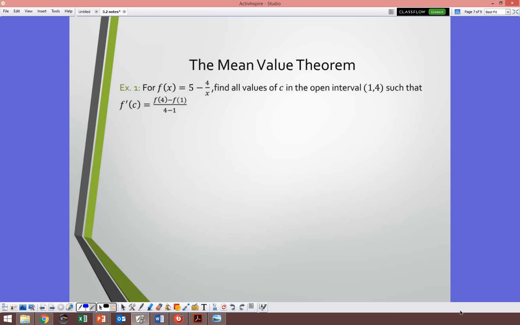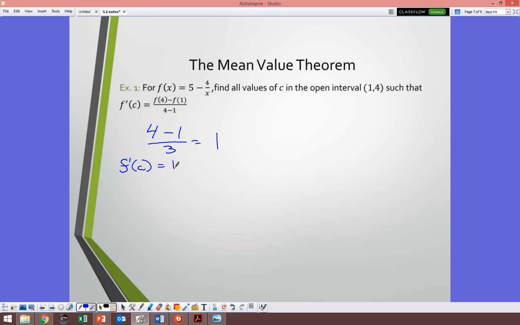So you plug in f of 4, which is 4 minus 1, so 1 all over 3. So it's 1, 4 minus 1 over 4 minus 1, which is 1. Now we have to find out f prime of c. f prime of c has to equal 1, right?